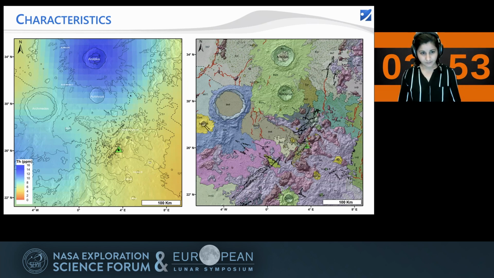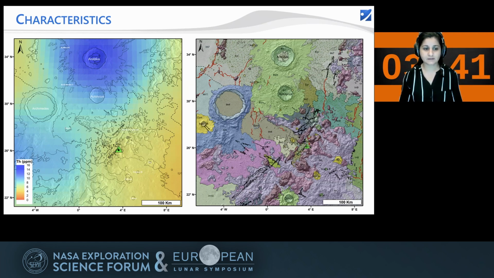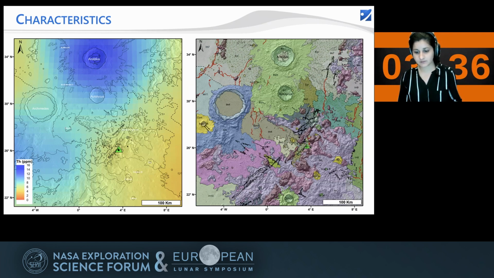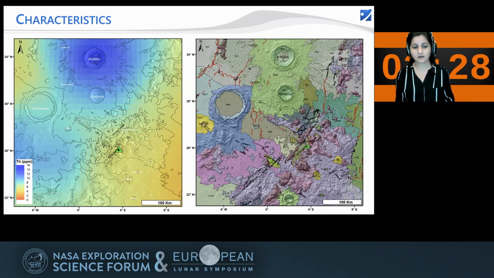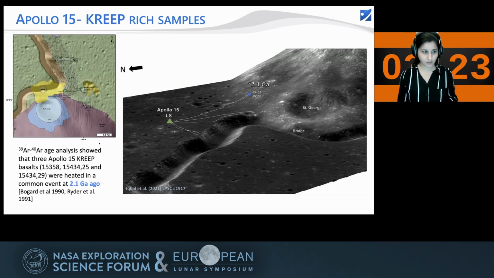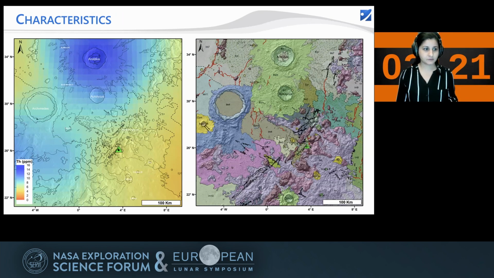But here I'm showing you a thorium map in comparison to our derived geological map. And what we know here is that the area around the landing site is deficient in thorium. Being deficient in thorium means that they are lacking KREEP-rich material, which means that the mare basalts around this lunar module are not KREEP-rich. So there are 2 points in blue which are showing higher thorium anomalies.